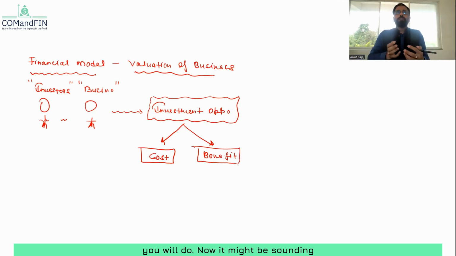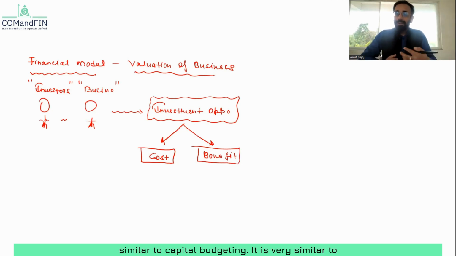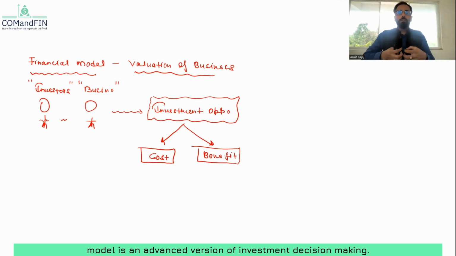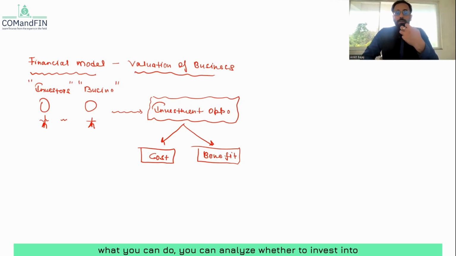Now, it might sound similar to capital budgeting. Yes, it is very similar to capital budgeting, but you can say a financial model is an advanced version of investment decision making, where we try to find out the valuation of business. We try to compute several things with the help of which you can analyze whether to invest into the business or not.